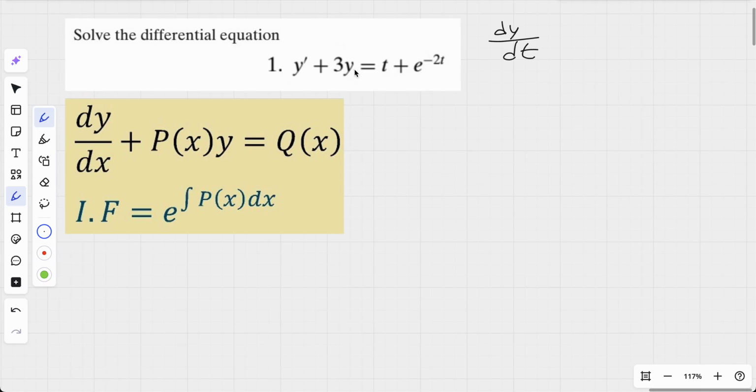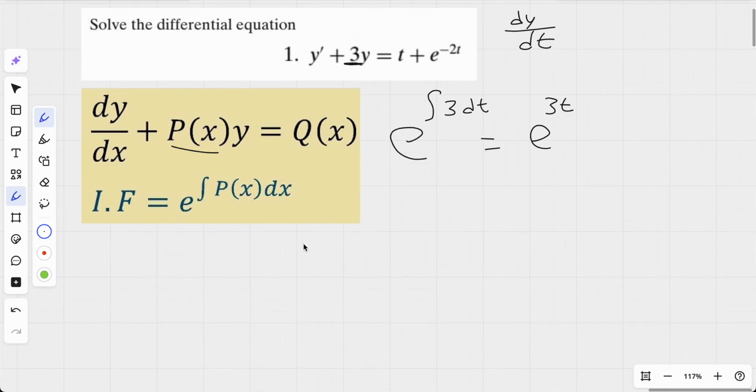And so in this case, 3 is p of x, right? Since it's just the coefficient of y, that's what our p of x is. And so our integrating factor for this becomes e to the integral of 3. And since we're dealing with t as the other variable, it's the integral of 3 dt. And so this just becomes e to the 3t. And so that is what our integrating factor is.